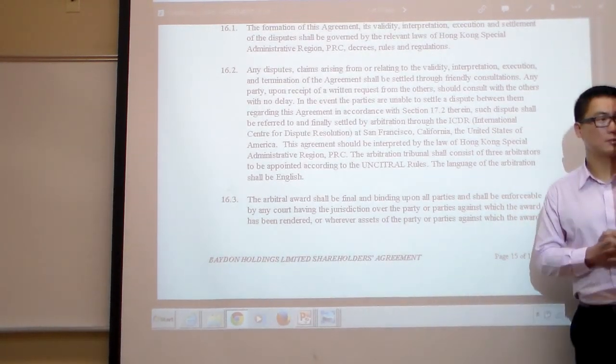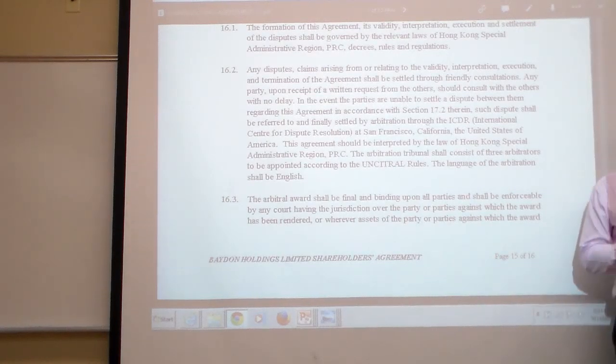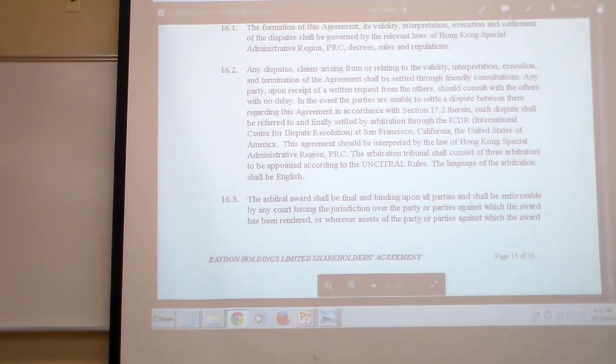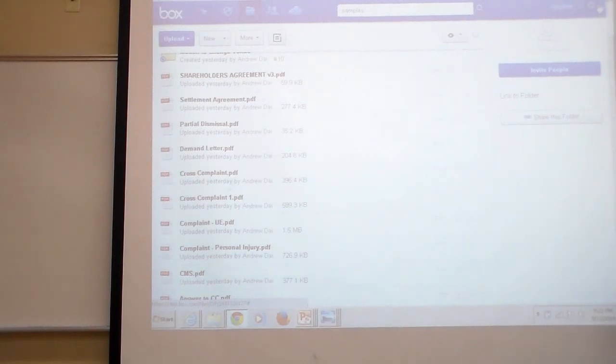So he only hired you to put this together? No, I wrote this. He paid me to draft this. I drafted the shareholder agreement. And they want to become the law of another nation to run here too?